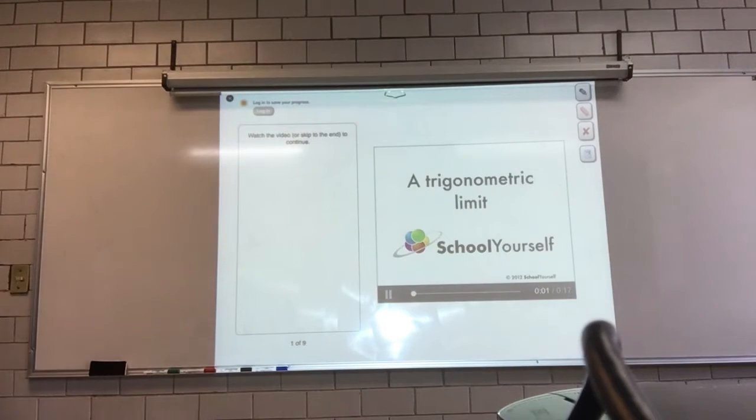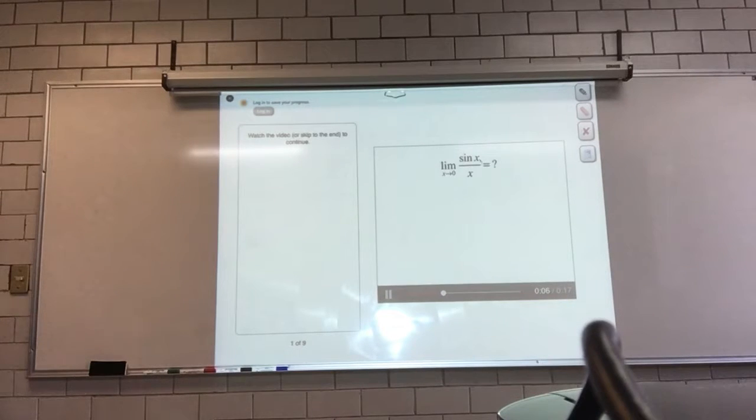Let's take a look at a challenging trigonometric limit. Here it is, the limit of sine x over x as x goes to 0. This limit is the quotient of two functions, so we should be able to use the quotient rule for limits, right? Give that a shot.